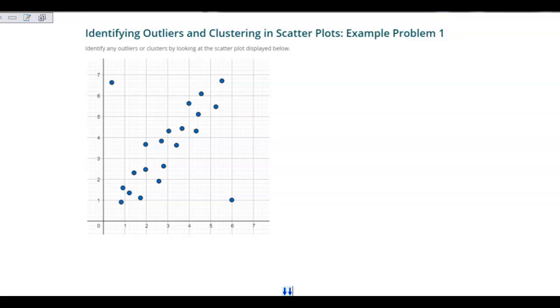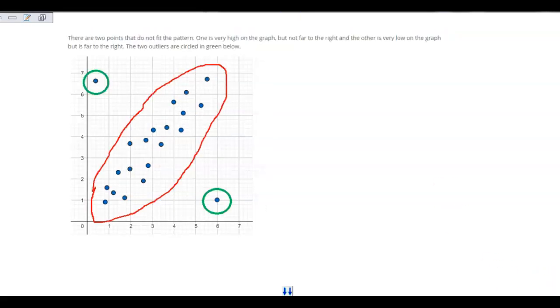Okay. All right, let's take a look at the next one. Oh, I circled these. So the red is talking about the cluster. It's, I don't know, a loose fit that's almost linear because it looks like a nice oval. And then those are our 2 outliers.